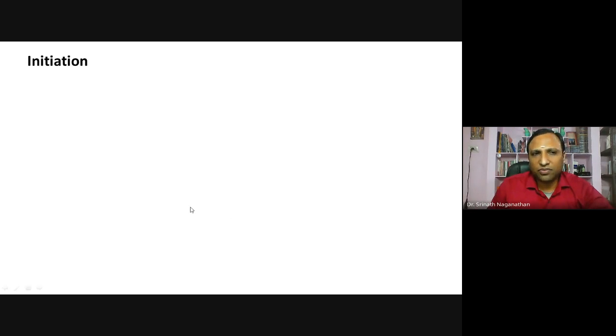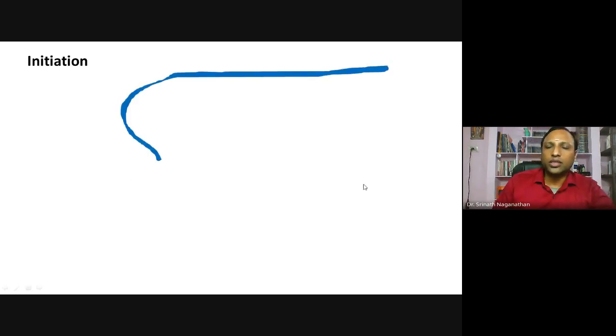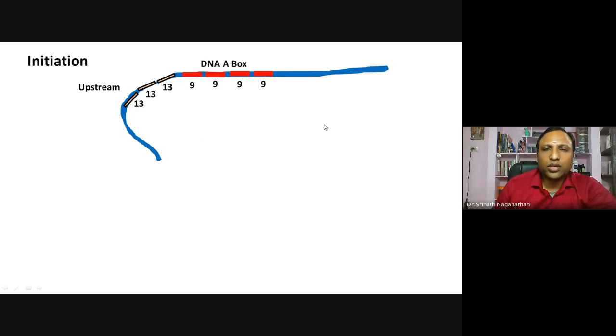If you see the initiation phase, this is our DNA strand which is present. In this prokaryotic DNA, that is the circular DNA, there are four sites which are present here, which are called as DnaA boxes. Each site has 9 bases. And upstream of this, there are 3 sites which have 13 bases and they are AT rich sequences. So the 9 base pairs containing 4 sites are called as DnaA box.